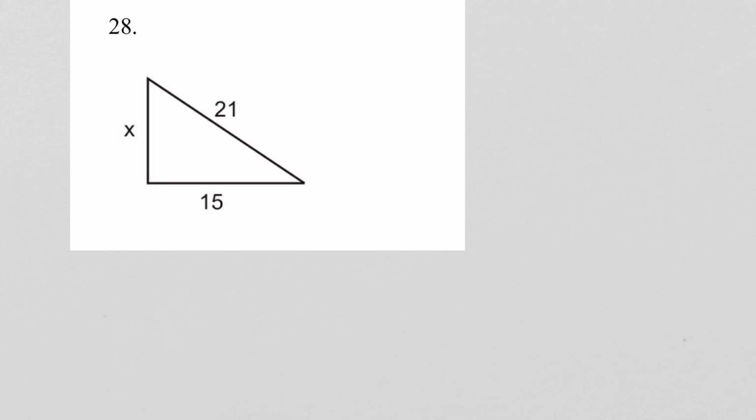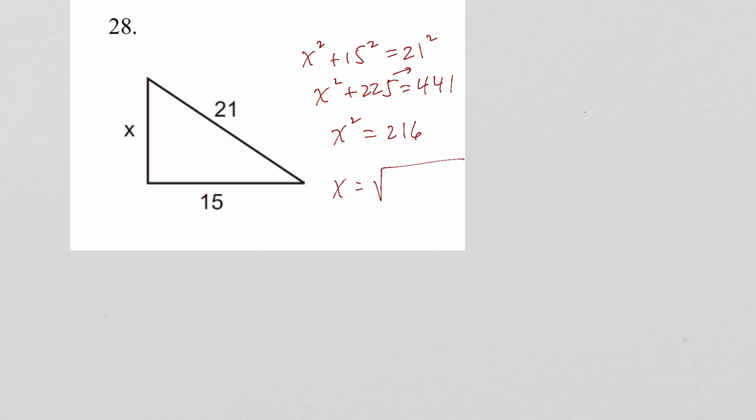Okay, here we have x squared plus 15 squared equals 21 squared. So x squared plus 225 is equal to 441. So that means x squared is equal to, I'll subtract, 441 minus 225, which is 216. So x is the square root of 216.